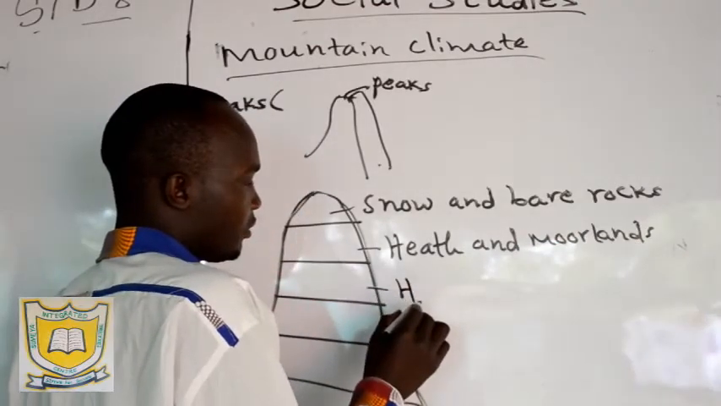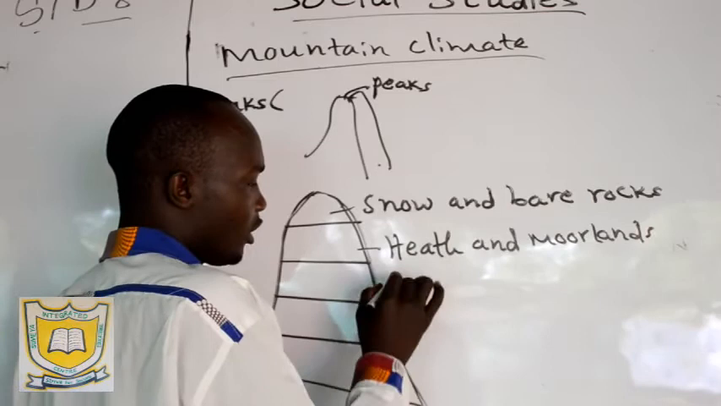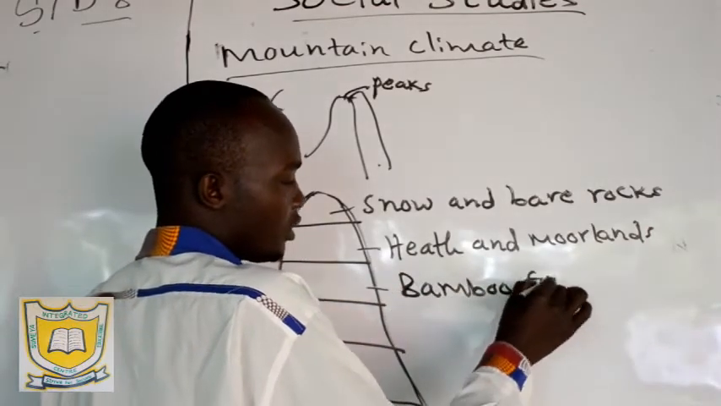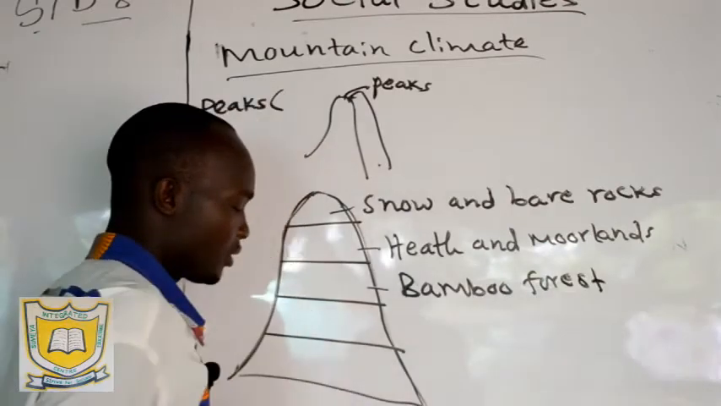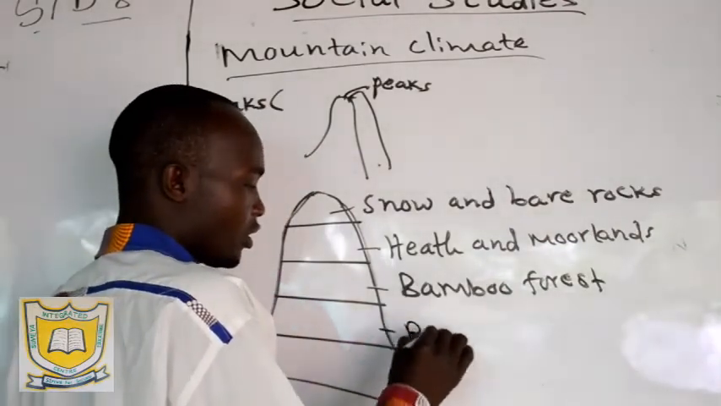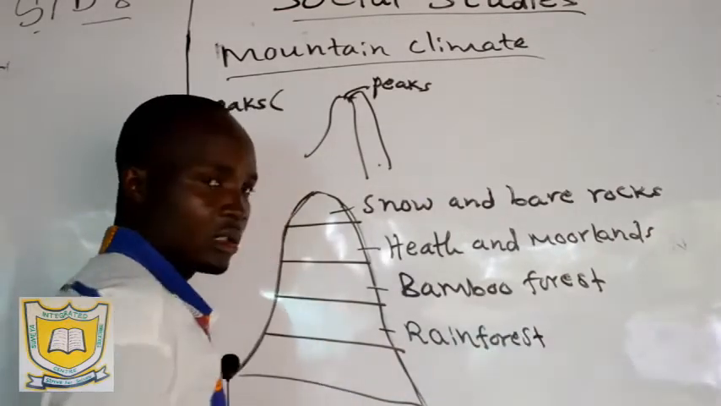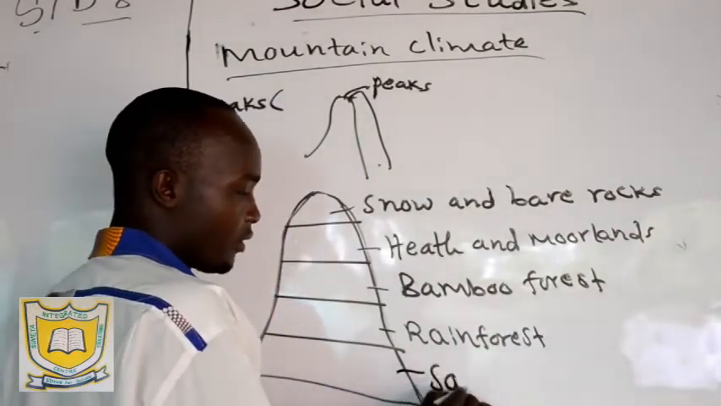Here we have what we call bamboo forest. Here we have what we call rain forest. That is equatorial. Then here we have savanna.